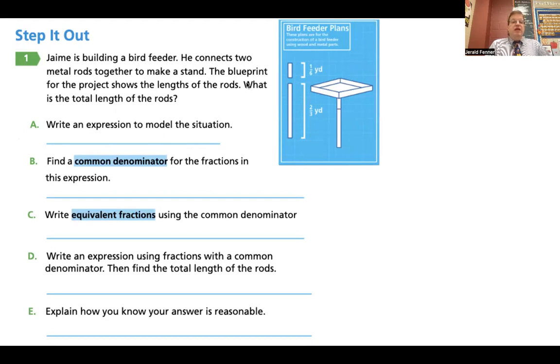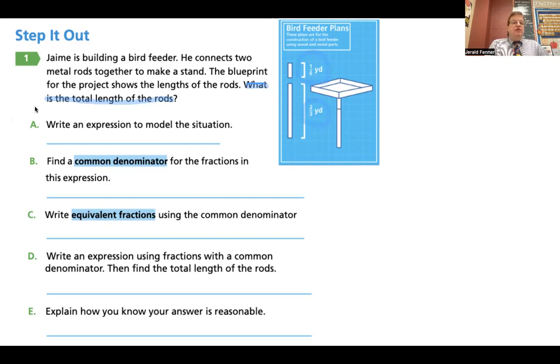So the question being asked here is what? That's not a very good highlighter. Let's see. Oops, there we go. What is the total length of the rods? Okay, and we can see that one is 1/6 and the other is 2/3. They're both in yards. So they first want you to write an expression to model the situation.